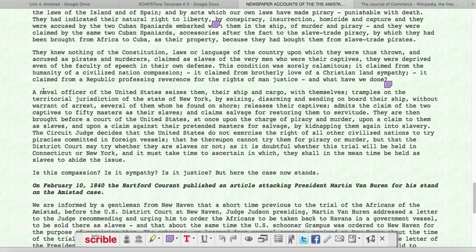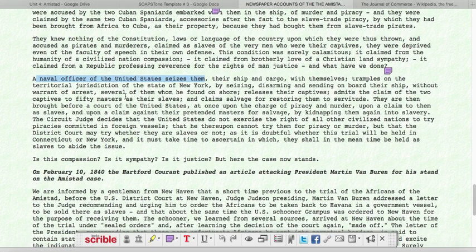So he's talking here about the naval officer that found them and seized the ship and cargo, right? He's claiming all these things, this officer.